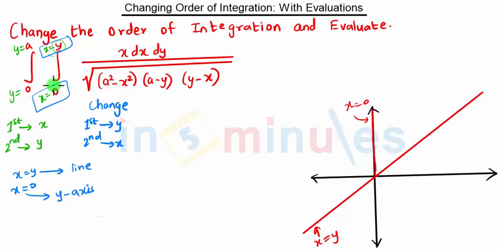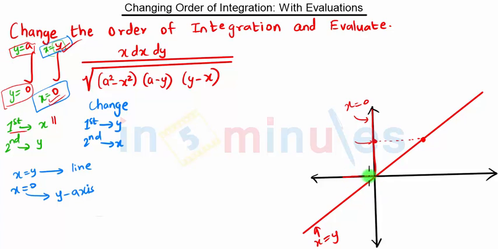So x equal to 0 and x equal to y represent the lower and upper limit of the strip. First we are integrating with respect to x, so we will consider a strip parallel to the x-axis. The lower end of the strip is on x equal to 0, and the upper end is here. And the limit of y will represent how we are going to move this strip. So we are moving this strip from y equal to 0 to y equal to a.